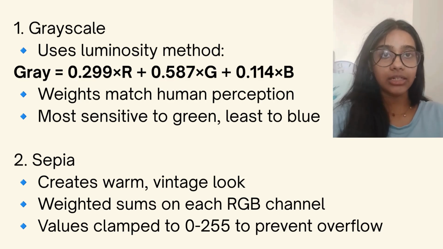Next is the sepia. Sepia creates a warm vintage look by applying weighted sums to each RGB channel. These are the formulas. Red new equals 0.393 times red plus 0.969 times green plus 0.189 times blue. Green new equals 0.349 times red plus 0.686 times green plus 0.168 times blue. And then here's the blue new. We clamp the values to stay between 0 and 255 to prevent integer overflow.